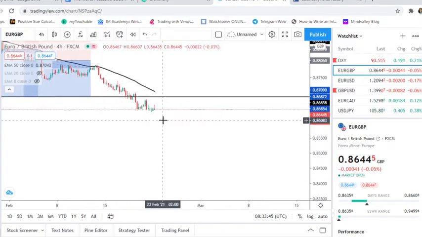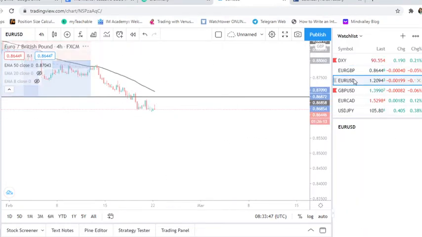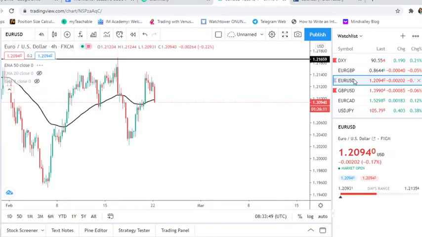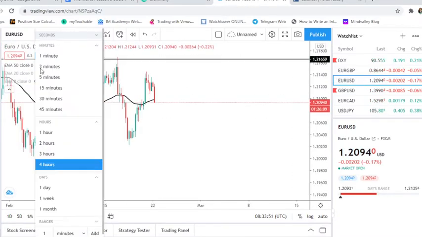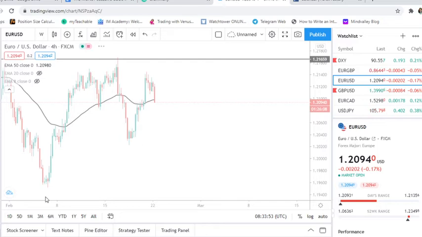GBP has been really strong. Let's move on to Euro USD. Euro USD, let's start from the weekly.